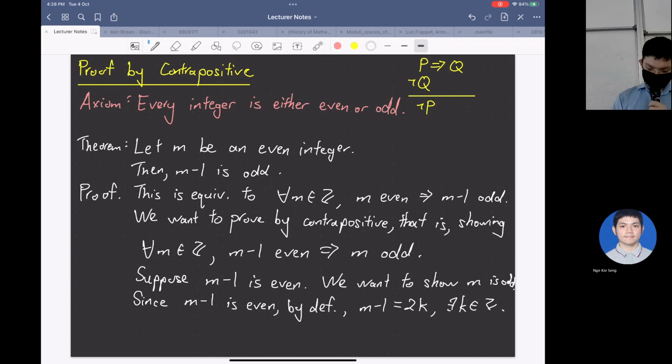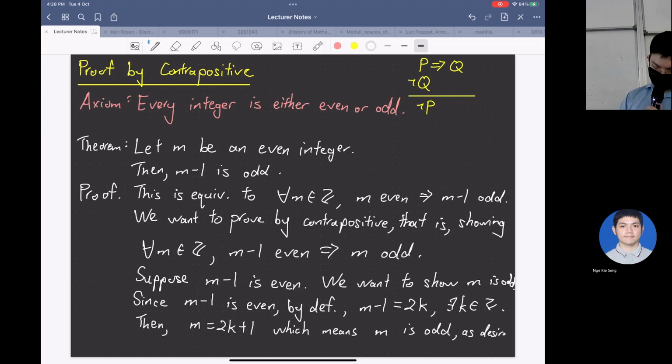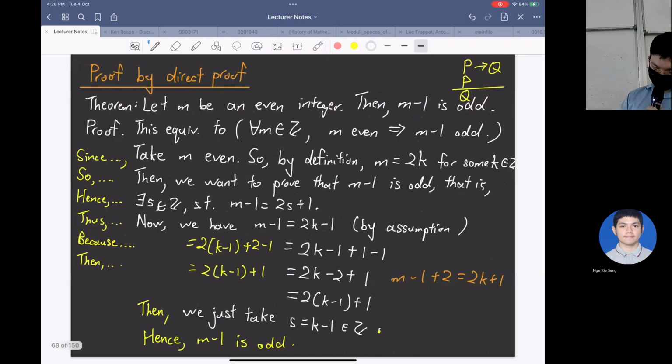So then m equals 2k plus 1, which means m is odd. Yes. So sometimes I will put this for the end of the proof. I'll put.